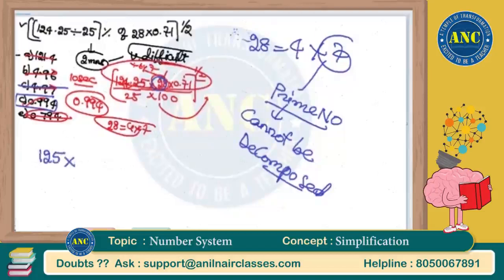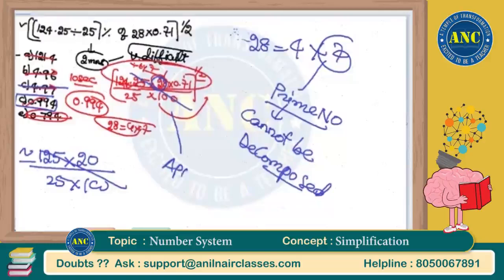124.25 is about 125. In 28, if I take 20 approximately, divided by 25 into 100, these both get cancelled. 0.7. Are you all with me? It cannot be 4.97. Approximate the values and eliminate the option which has the same digital sum. I hope it is clear.